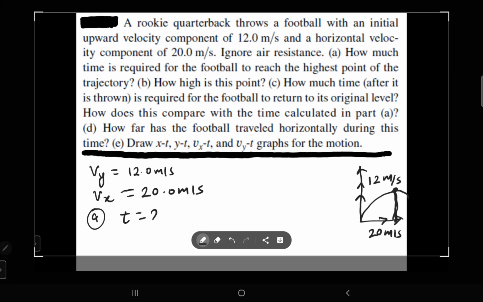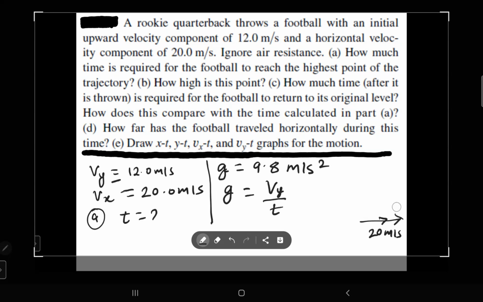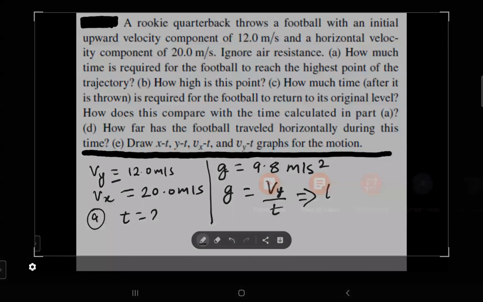Maximum point, this point. So to find that time, we have velocity and we also have acceleration, because acceleration is because of gravity, which is 9.8. You know the relationship, right? The concept is projectile motion, and we know the relationship between acceleration and velocity. Simply write down g, because acceleration is because of gravity, meter per second squared. What will be the formula? Acceleration g is velocity per unit time t, right? So if you calculate this, just simplify. You have to find t.